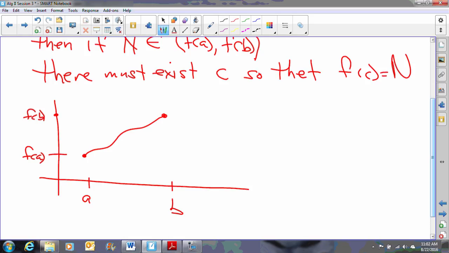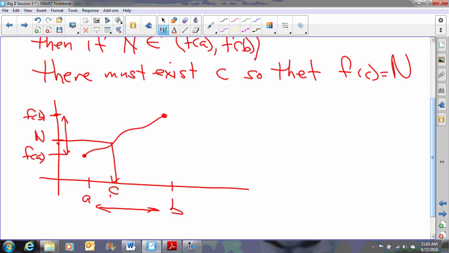Now, if we choose a value n in the interval between f of a and f of b, then there must exist a c in the open interval from a to b so that f of that value will give us n. Okay, so here's what we do. We look back, we go over here, and then down here. So this is c, and it turns out then that n is equal to f of c.